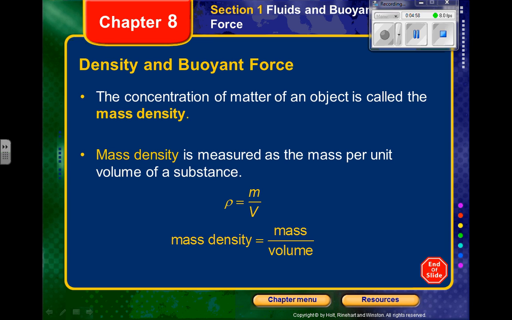Mass per unit volume of a substance. So we compare how much stuff there is to how much space it's taking up. Think about that for a minute. What kinds of things are really dense, and what kinds of things are really not dense? There's a table on page 275 of your book that lists several things with their densities in kilograms per cubic meter, and you can use that to compare one thing to another.